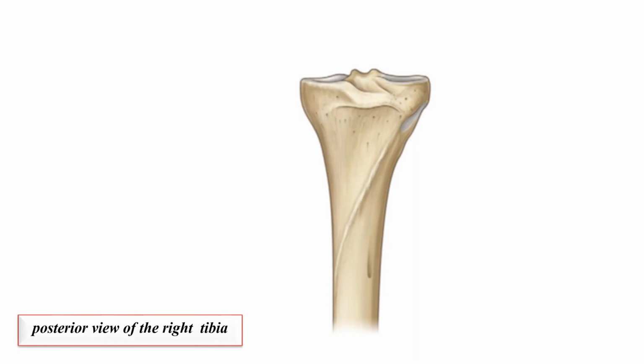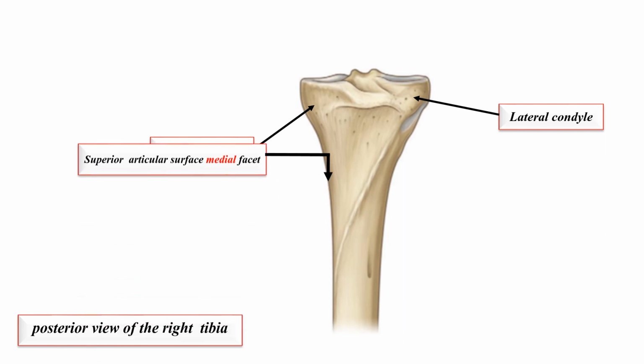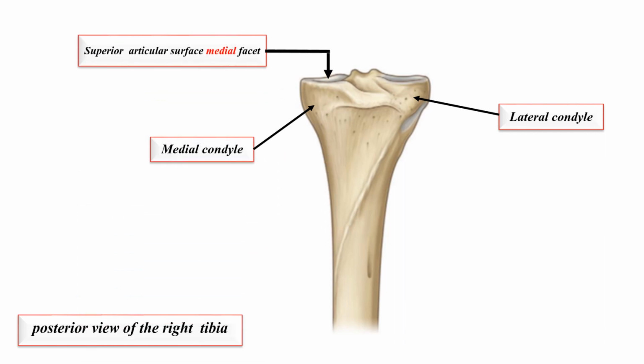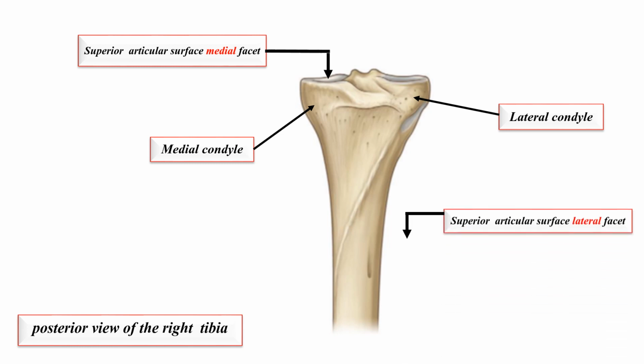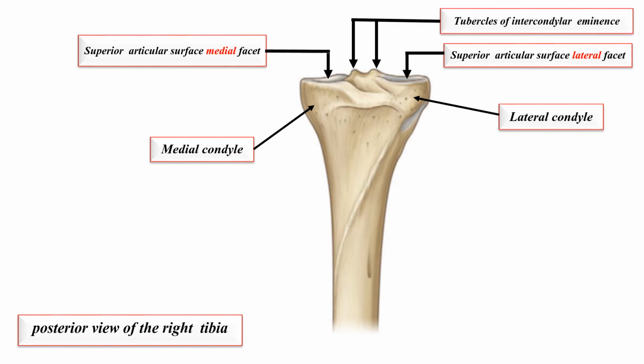This is the magnification of the posterior part of the right tibia. This is the medial condyle and this is the lateral condyle. This is the medial facet in the superior articular surface of the tibia for articulation with the medial meniscus and the medial femoral condyle. This is the lateral facet in the plateau surface for articulation with the lateral meniscus and the lateral femoral condyle. Between them, those are the tubercles of the intercondylar eminence.